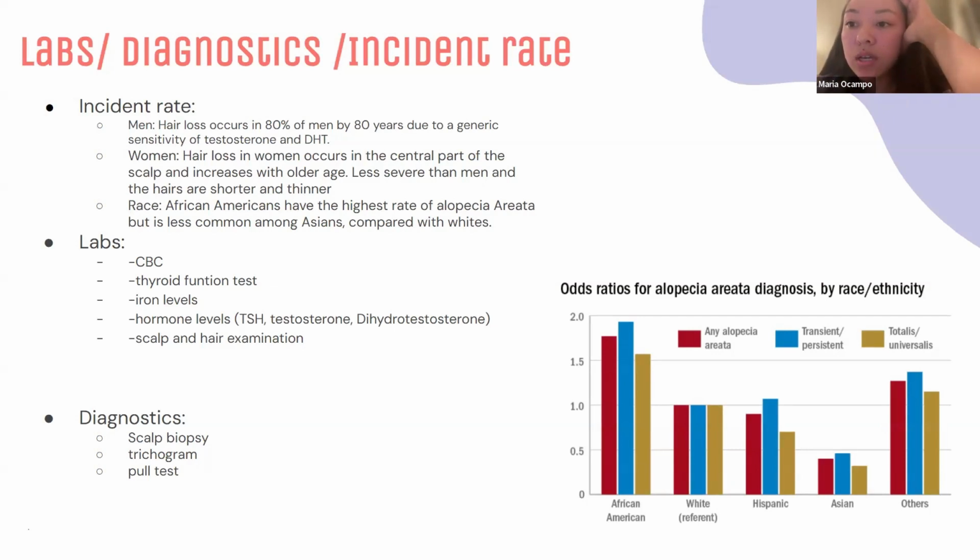So for the labs, you can take a complete blood count and iron levels. These just check for anemia, and anemia could be a contributing factor of hair loss. Thyroid function test, hormone levels, testosterone, TSH, dihydrotestosterone, and scalp examination. For diagnostics, you can get a scalp biopsy, trichogram, and then the pull test is just testing the exogen phase. So it's testing the amount of shedding, how easy it is for the hair to be shed from your head when they pull.